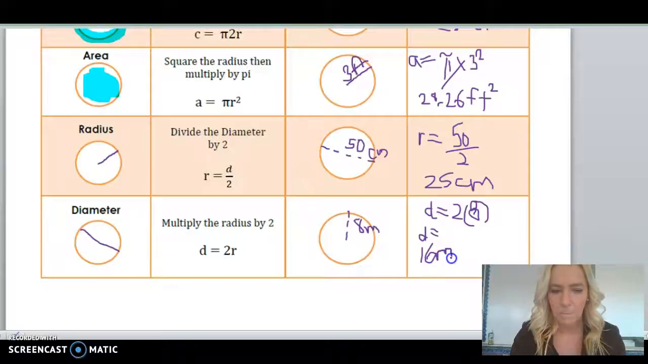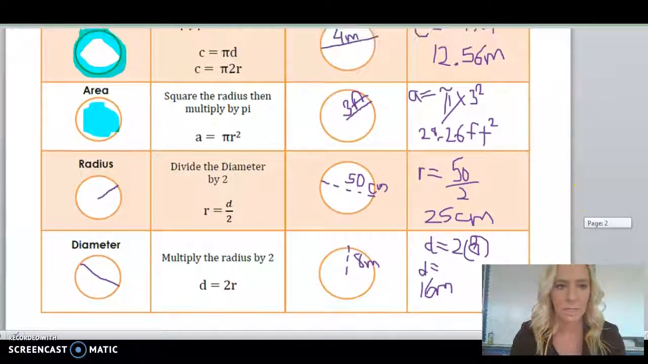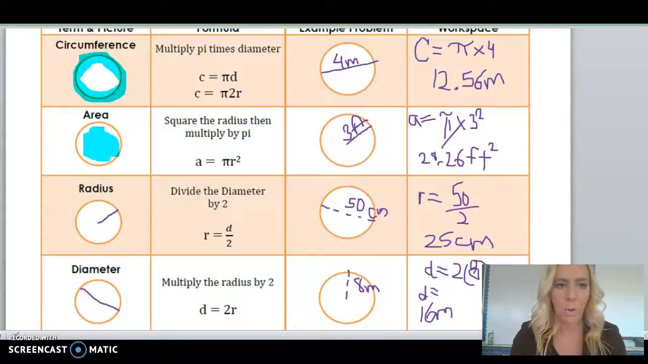Okay, this concludes your video on area of a circle, as well as a quick little review of circumference, radius, and diameter. If you need to go back and rewind the video at any point to review some certain specific parts of the video, please feel free.